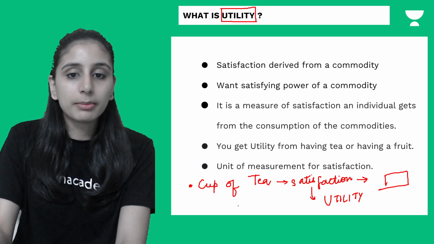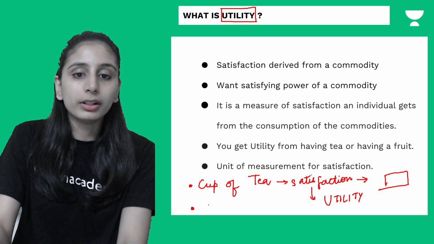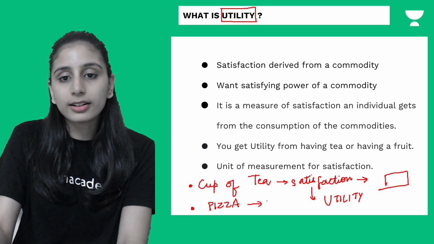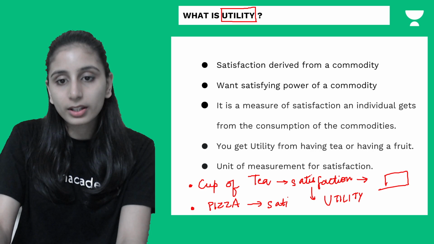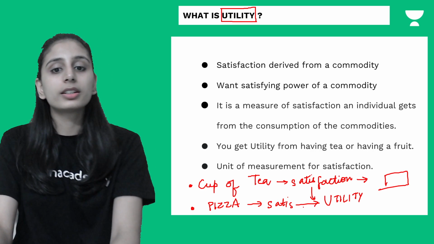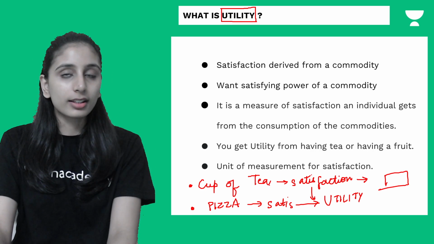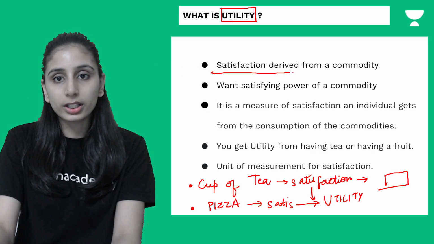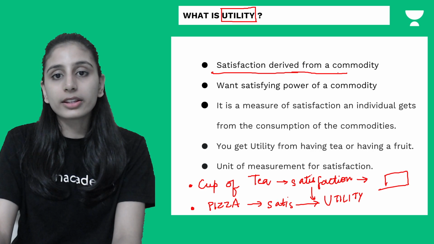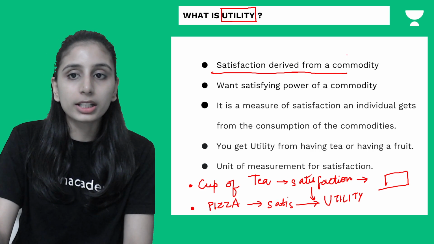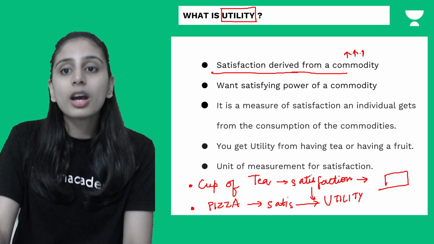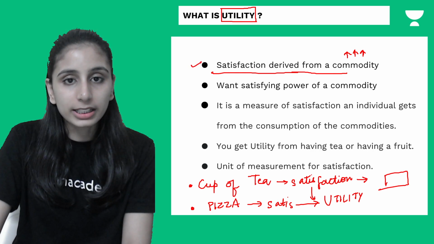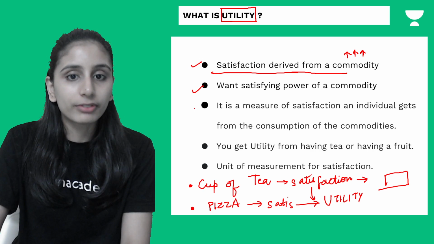So another example, if I eat an apple, for example, if I eat a pizza, then I again get some satisfaction, which is utility. Okay. So if I eat anything or any satisfaction I get from a commodity, that is termed as utility. You can see here that the satisfaction derived from a commodity, the commodity may be anything, that is called utility. ठीक है? अब ये सारी utility की अलग-अलग definitions है.